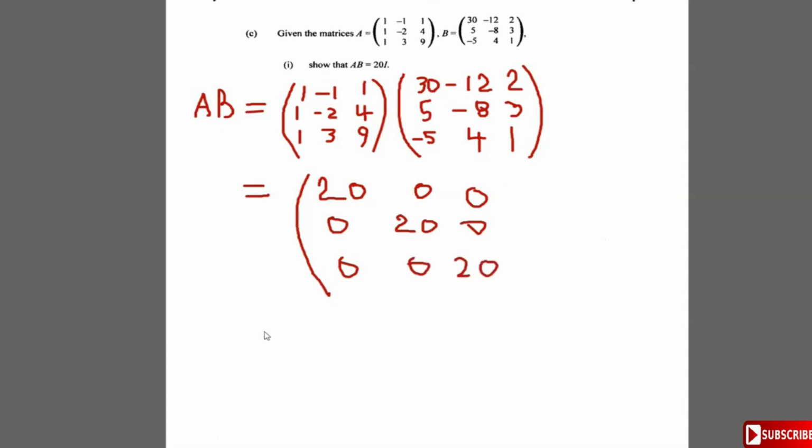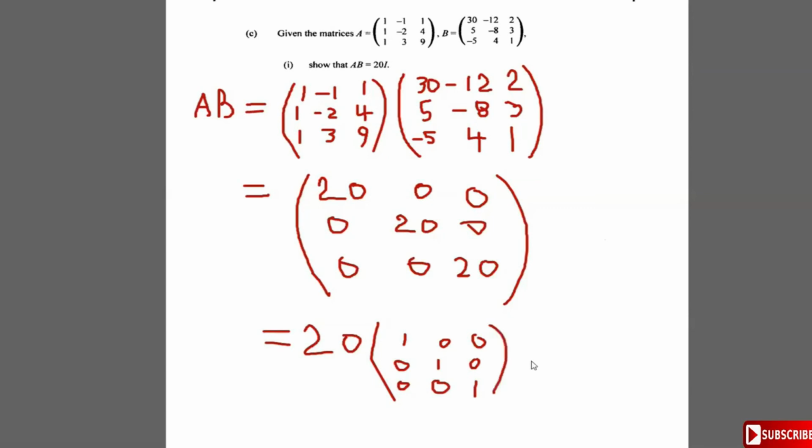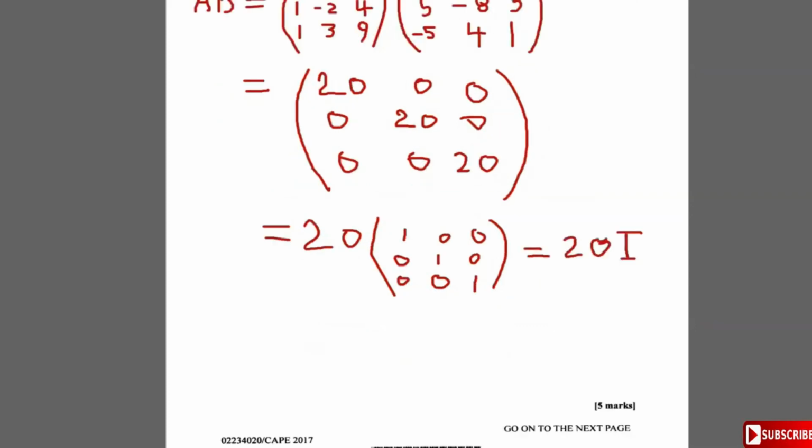All right, and then you can just factor out 20. You get 20 times this 3 by 3 matrix, 1, 0, 0, 0, 1, 0, 0, 0, 1. And this matrix is I. That works out to be 20I. I bet they're going to say, hence, find A inverse. They're going to say something like that. Hence, find A inverse or B inverse. But let's wait and see. So AB is 20I. Nice.